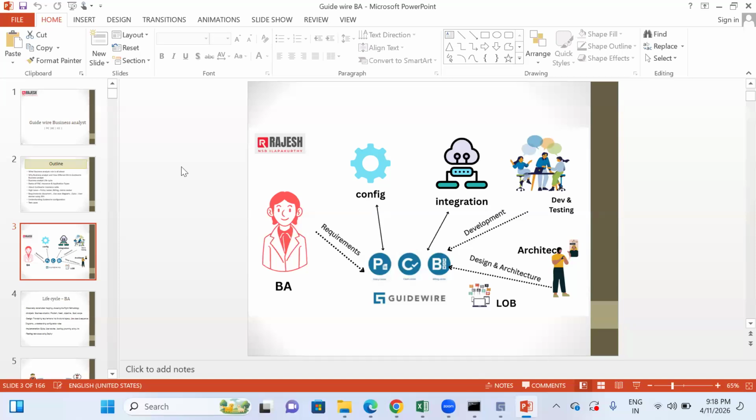Next, we have to conduct different elicitation techniques to interact with multiple stakeholders. For that, we conduct JAD sessions and interviews. These are all different elicitation techniques we must be experienced with.